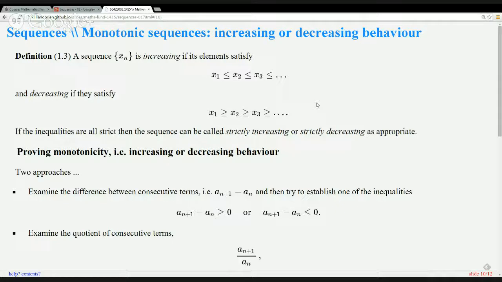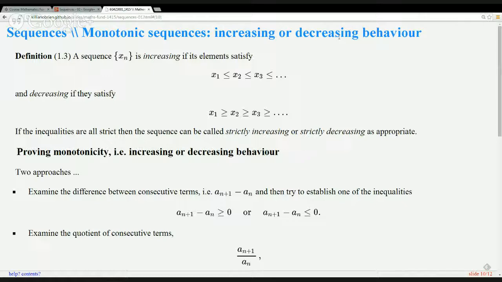And a similar thing for a decreasing sequence. If x1 is always bigger than x2, and x2 in turn is always bigger than x3, and so on. This is at the bottom of page 3, that definition there.